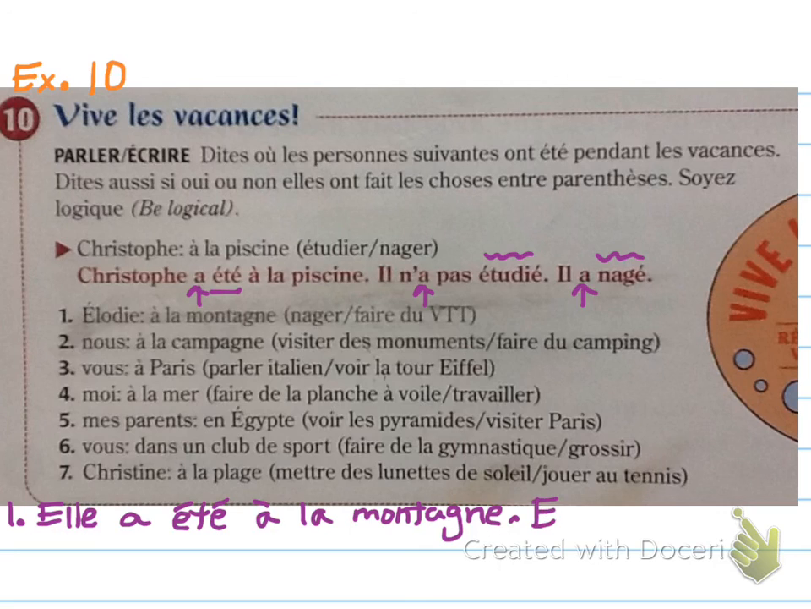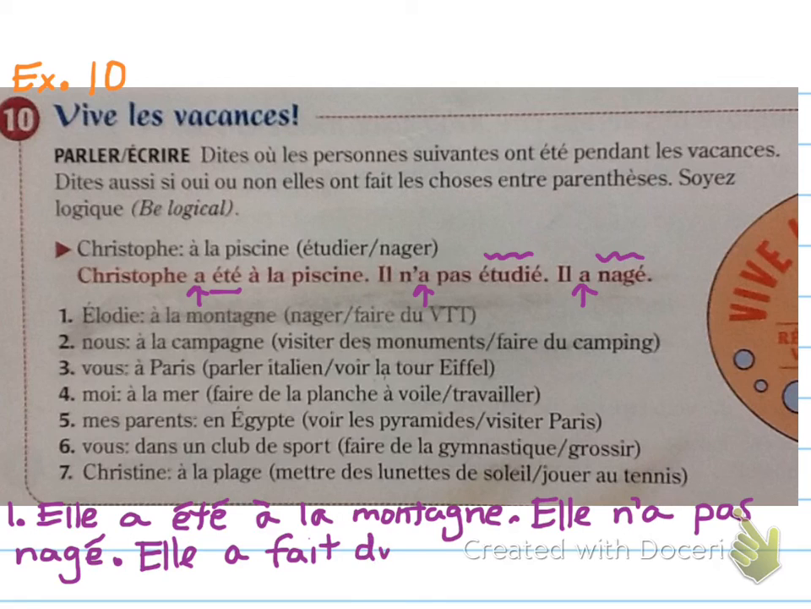So elle n'a pas nagé. Again, past participle. Elle a fait du VTT. So again, 3 sentences you write for each of these, and there's 7 of them to do.